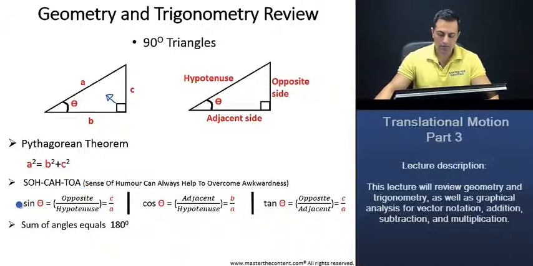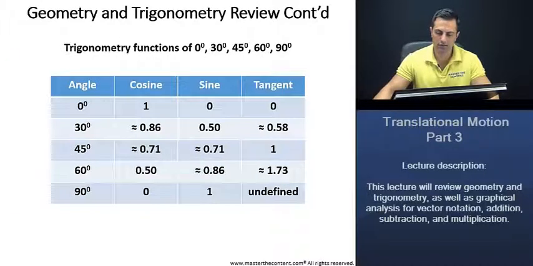Okay, great. So say we have sine theta. Sine theta is going to be equal to the ratio of the opposite side over the hypotenuse, as we see here. And one last point, if we recall, the sum of all angles is going to equal 180 degrees. Wonderful. Let's move on now to our next slide.